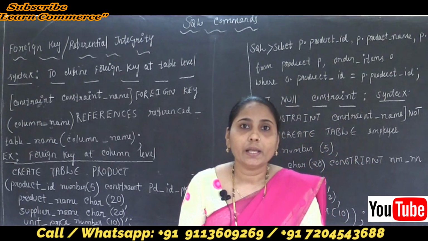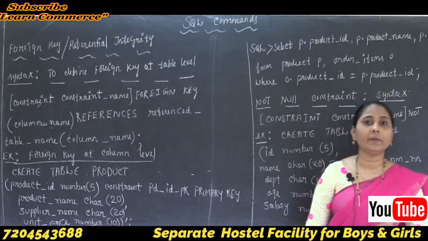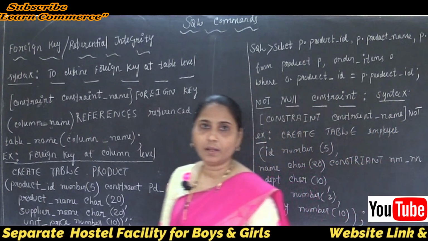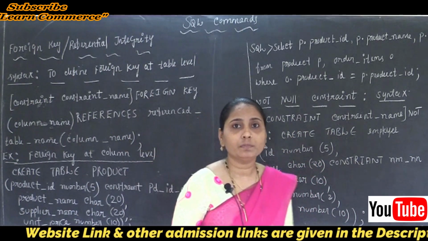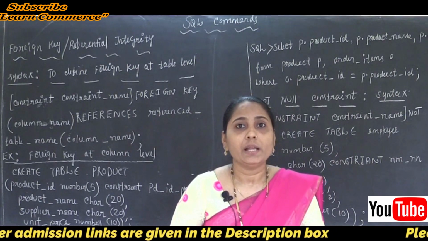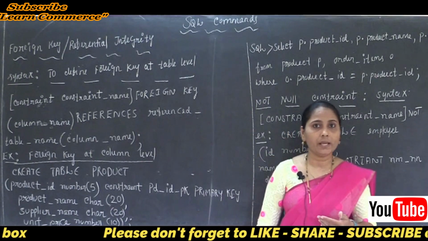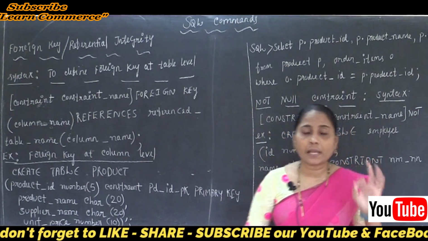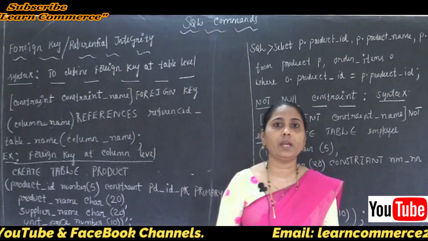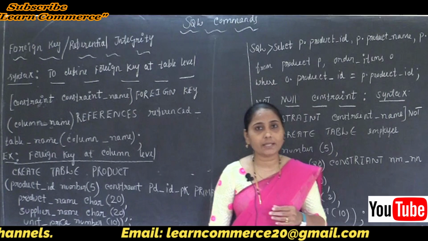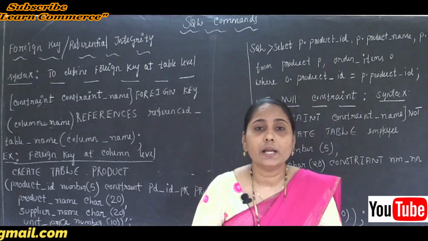The foreign key is a field or column in a table that matches the primary key column of another table. Why? Because we know that two tables are there. In one table, the key is defined as the foreign key, and in another table the same name is defined as the primary key. So this is the meaning of the foreign key. We can say that a foreign key can be used to cross-reference tables.